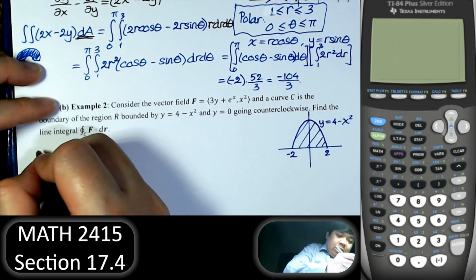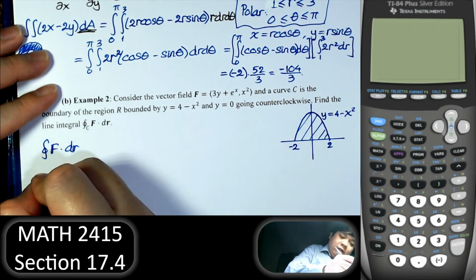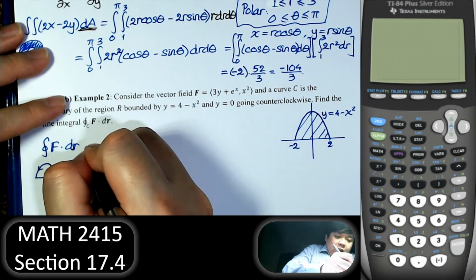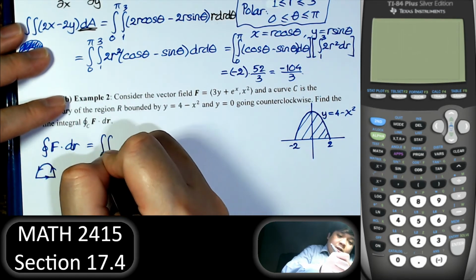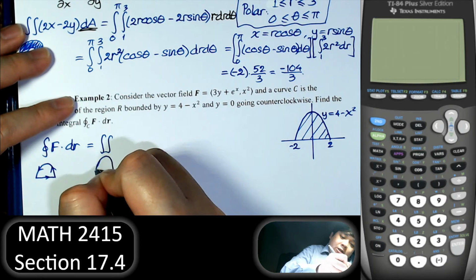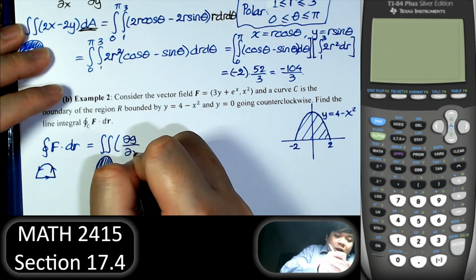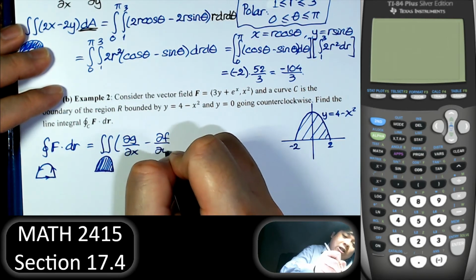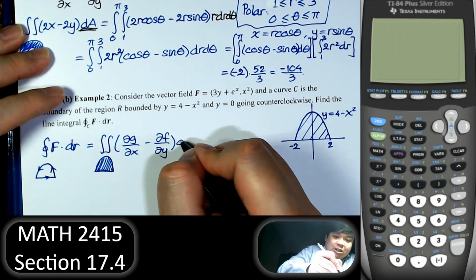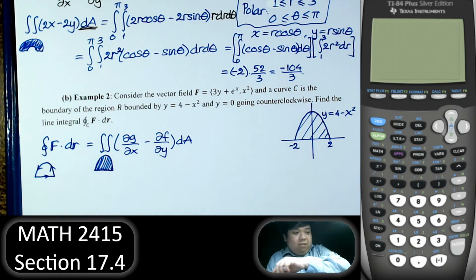So with Green's theorem, rather than do the line integral on the boundary, counterclockwise, we can just do the double integral on the interior. The price to pay is the derivative of g with respect to x minus the derivative of f with respect to y, for that vector field, dA. Right, so that is the action of Green's theorem.